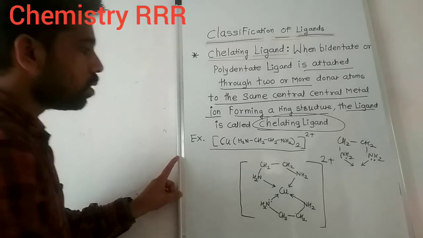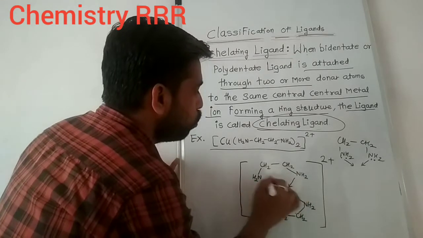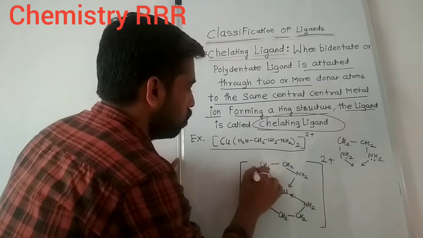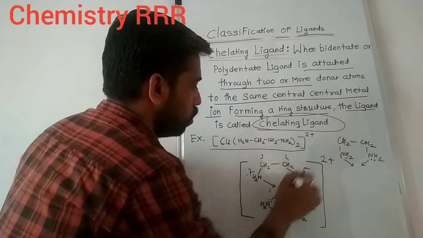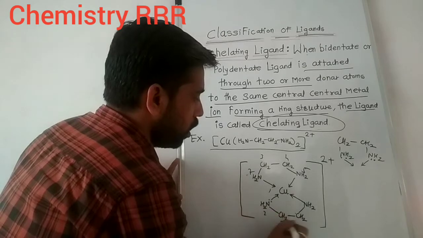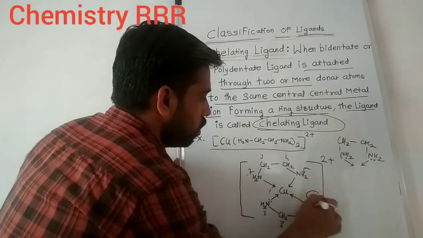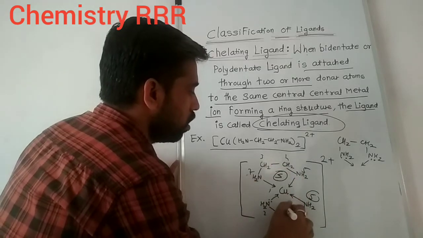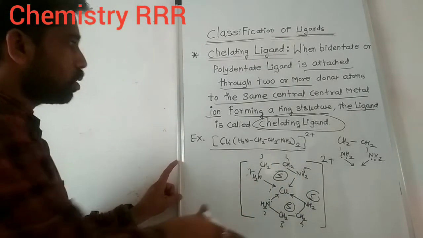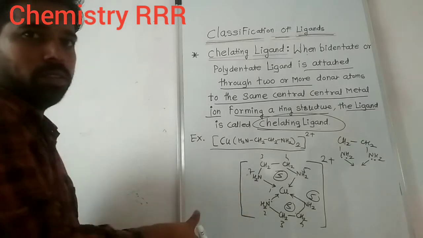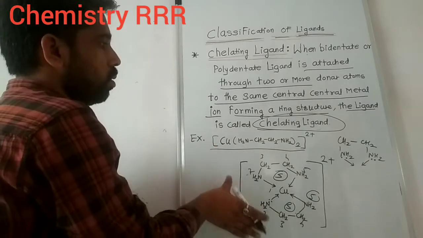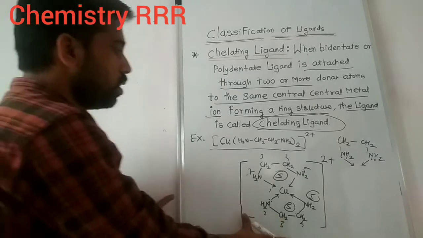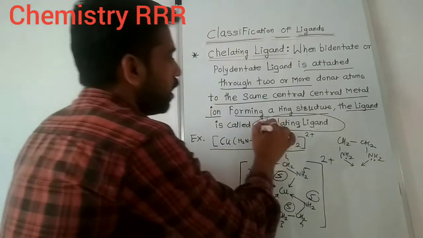There is formation of two 5-member rings: 1 2 3 4 5 and again 1 2 3 4 5. This is one 5-member ring and this is the other 5-member ring. The complex formed by the chelation is called the chelate, and the ligand is called the chelating ligand.